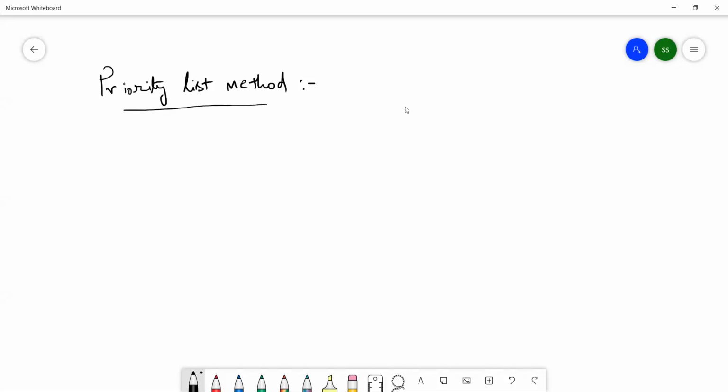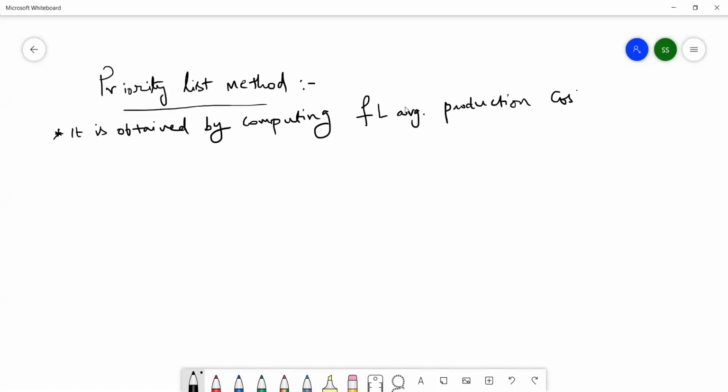Okay, now it is obtained by computing the full load average production cost of each unit, and that should be arranged in ascending order, like giving the priority.